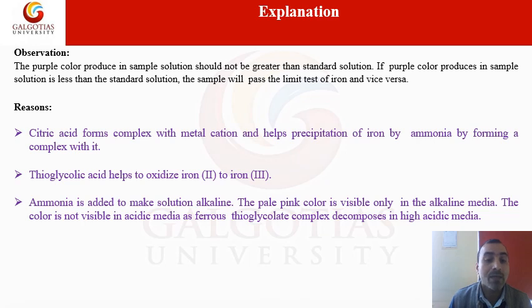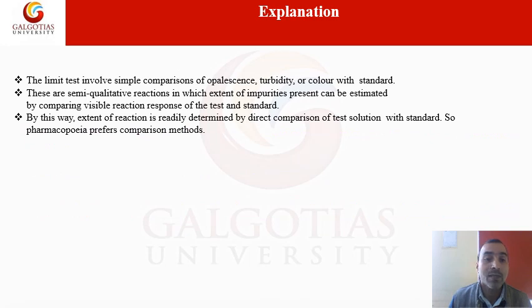The color will not be visible in acidic media, as the ferrous thioglycolate complex decomposes in highly acidic media. Suppose you increase the acidity of this compound, then its purple color will not be visible. That's why we are using ammonia here, which makes the ferrous thioglycolate solution alkaline. So finally we get some conclusions here.